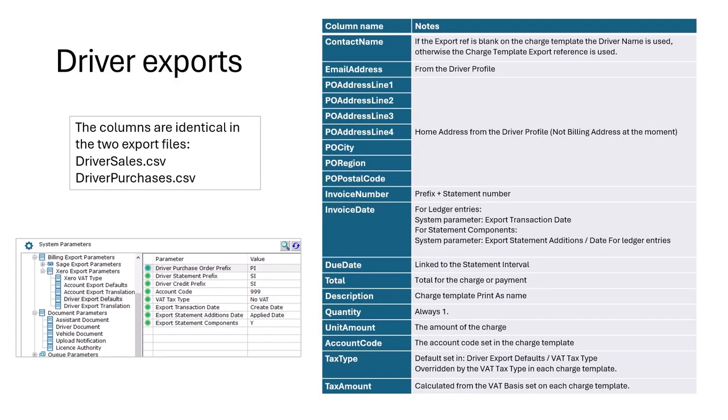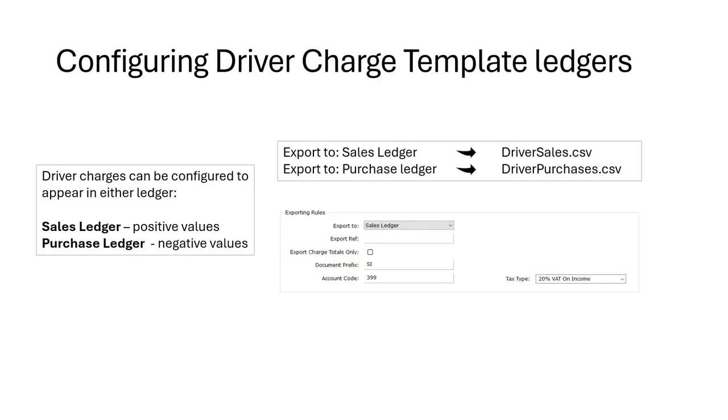Exporting driver information is almost the same. The key difference is you have control over whether to export it to sales or purchase ledger. And there are also two different files that get exported, the driver sales.csv and the driver purchases.csv. Exporting charges to the purchase ledger allows you to combine payments and charges into the driver purchases file, allowing the Xero invoice to be in a similar format to a driver statement in Cordic. Exporting to the sales ledger is handy if you wish to have Xero generate a bill for the payments to the driver and an invoice for charges.